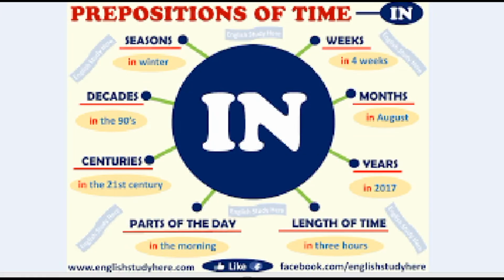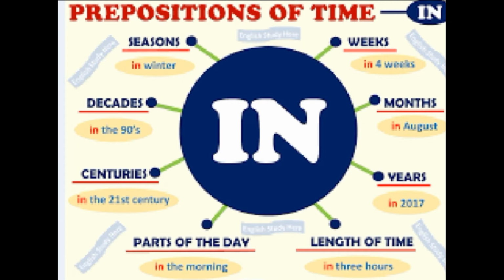What about in? Remember, we use it to indicate seasons, in winter, in the summer, weeks, in 4 weeks, right? Decades, in the 90s, months, in August, centuries, in the 21st century, years, in 2017, in parts of the day, like in the morning, in the afternoon, and in length of time, duration of the hours, right? We say in 3 hours, right?